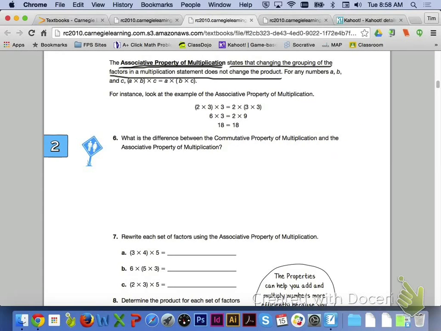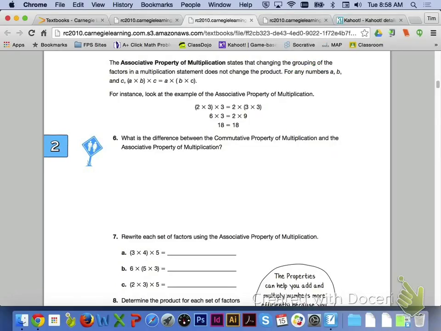If we turn to page 54, up at the top it says the associative property of multiplication states that changing the grouping of the factors in a multiplication statement does not change the product. So now we're focusing on this grouping word. For any numbers a, b, and c, the quantity of a times b times c is equal to a times the quantity of b times c.